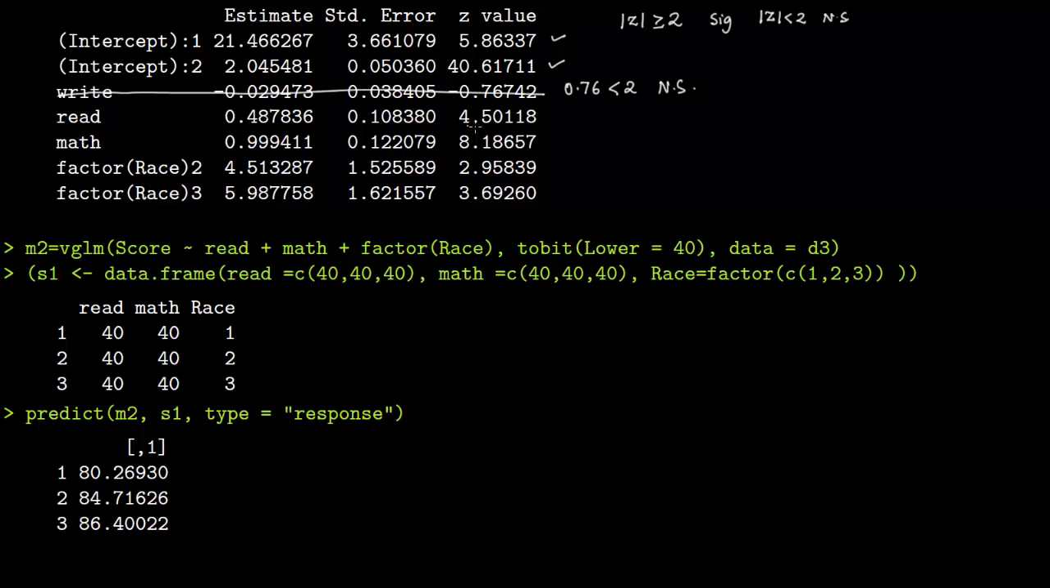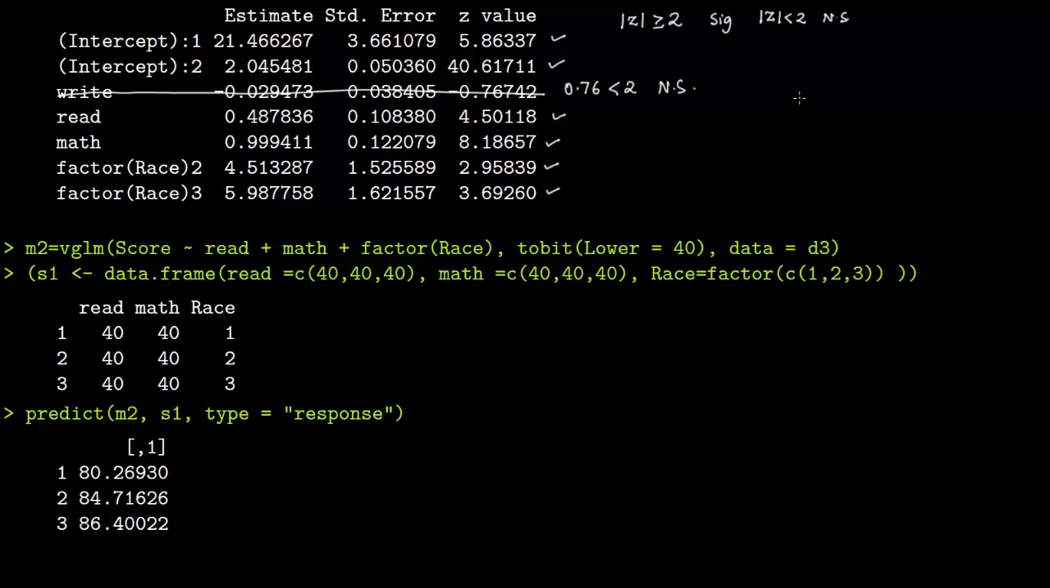Now your reading score is 4.5. This is greater than 2. This is significant. This is 8.18, greater than 2. 2.9, greater than 2. This is significant. 3.6, this is greater than 2. So this is significant. Now we need to interpret these values here.